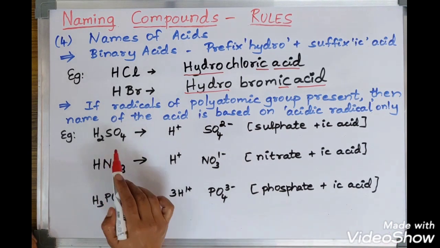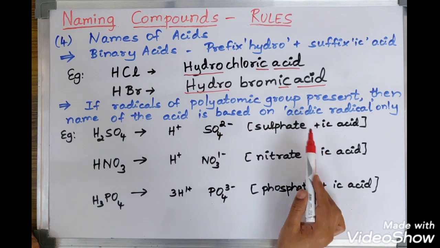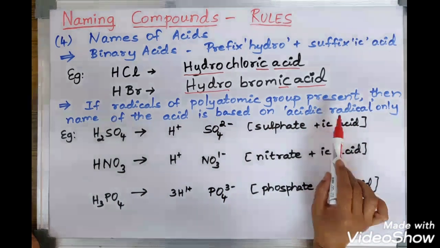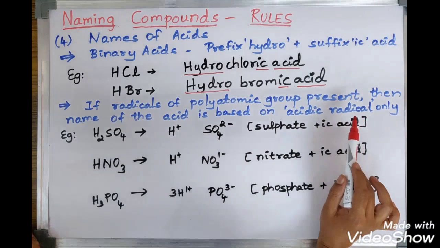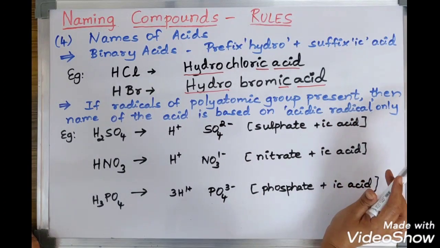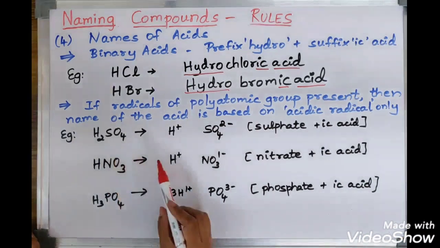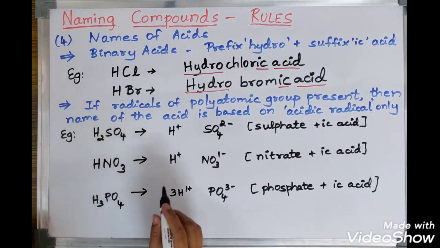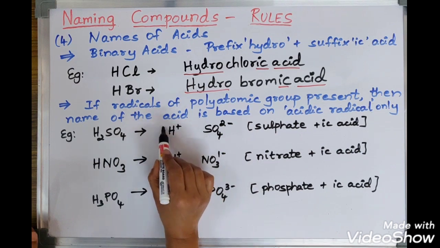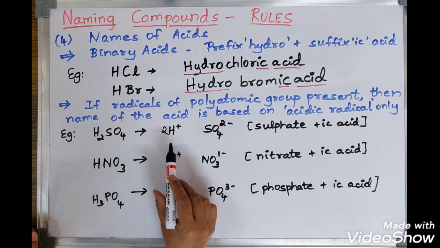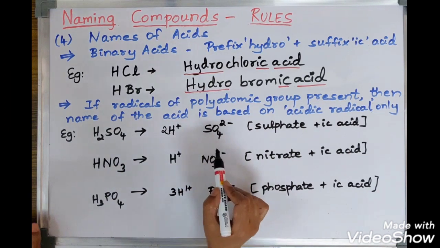But if the acid has radicals of a polyatomic group present, that is more than 2 atoms, then the name of the acid is based on the acid radical only. You have to consider the name based on the acidic radical. Let us learn some examples. We have H2SO4. When you write it, we have the basic radical and the acidic radical here. So 2H+ is the basic radical and SO4 2 minus is the acidic radical.